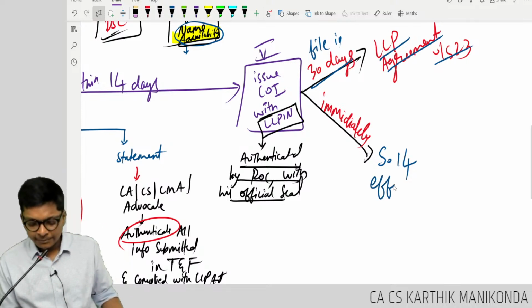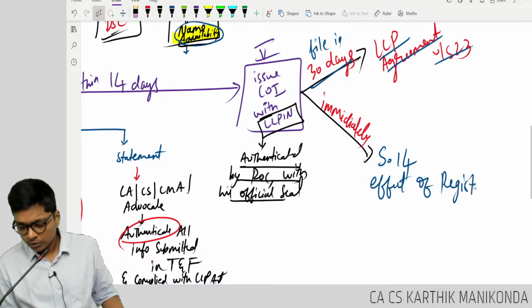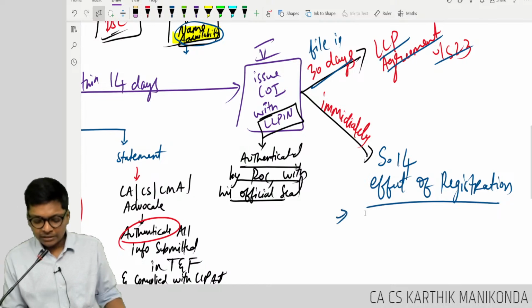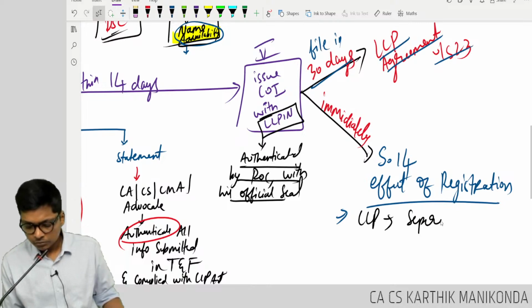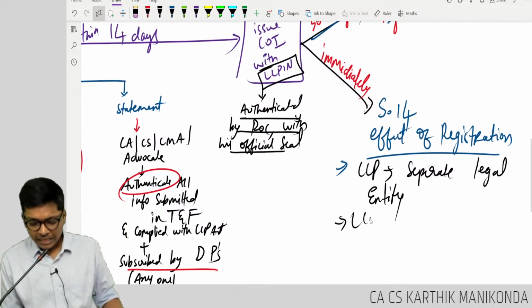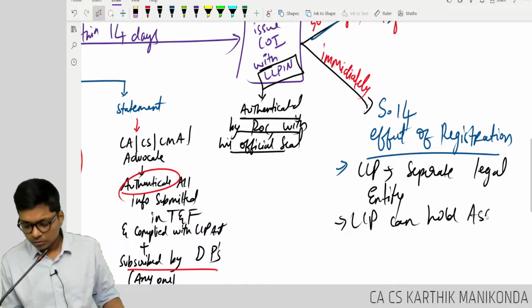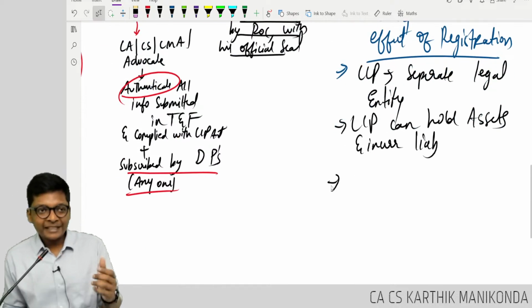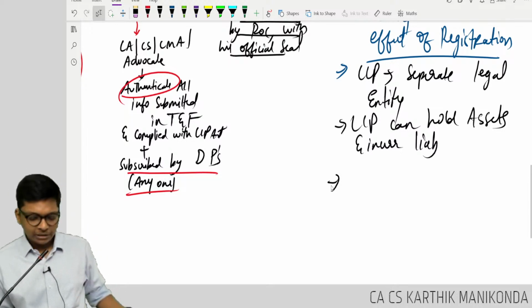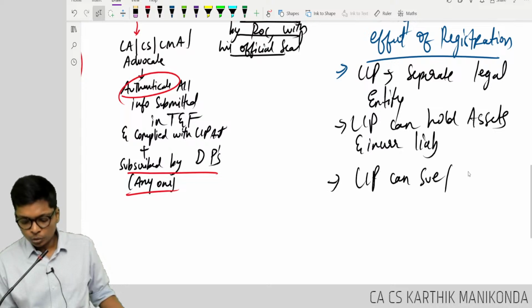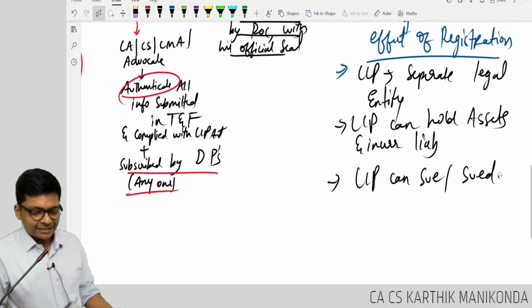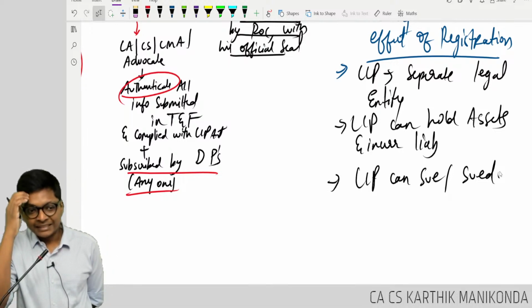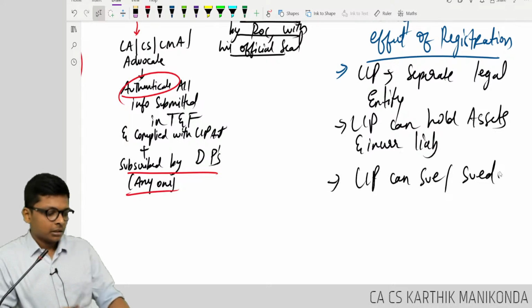Now in LLP also we have the same thing, effect of registration. What are the points? Don't write company, sorry, LLP is now a separate legal entity. Then LLP can hold assets and incur liabilities. You tell me, guys, what else? LLP can sue and be sued, and these kind of points. These are the things that happen when LLP is registered. Are you following, guys? That's it.